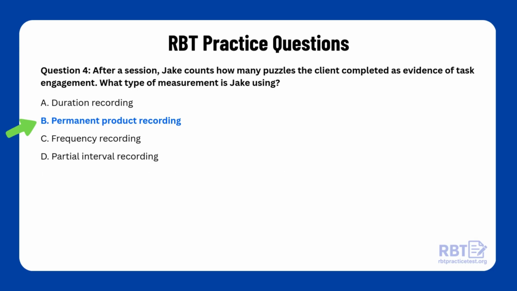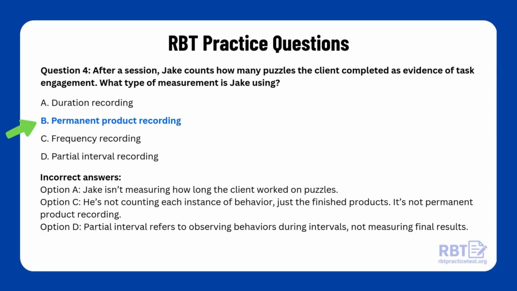Now for the wrong answers. A is incorrect, because Jake isn't measuring how long the client worked on puzzles. C doesn't fit, because he's not counting each instance of behavior, just the finished products. D is unrelated because partial interval refers to observing behaviors during intervals, not measuring final results. So permanent product recording is the best fit here.